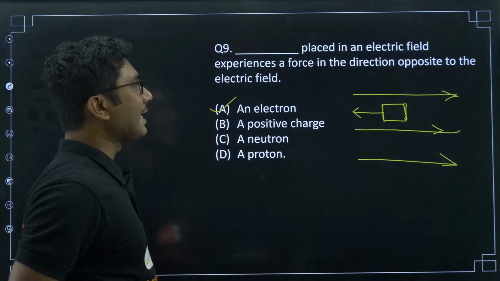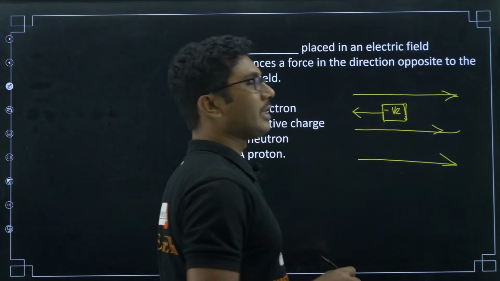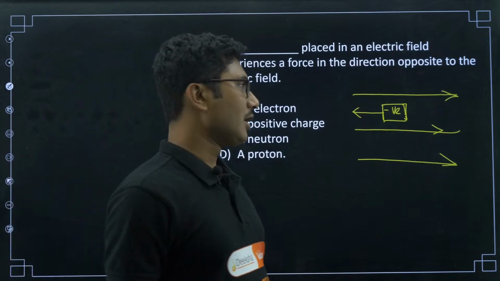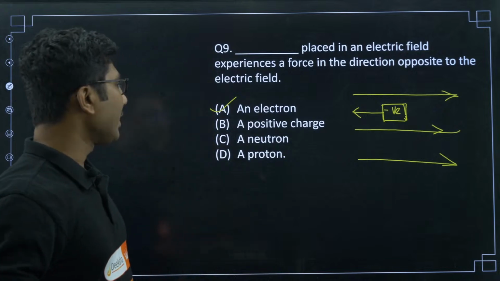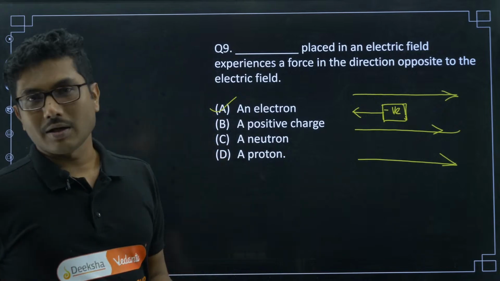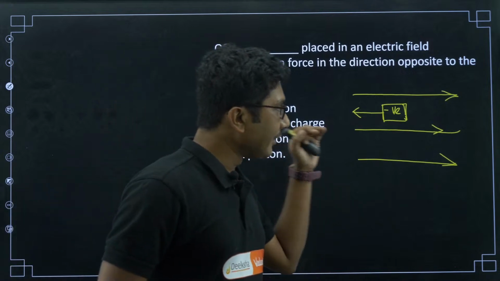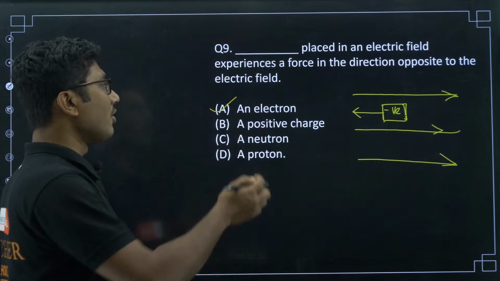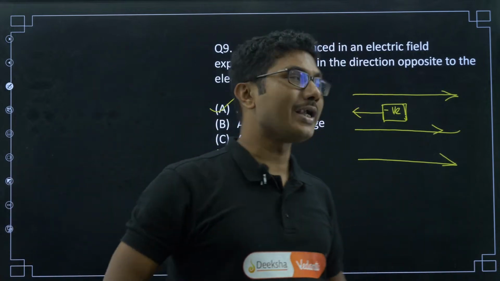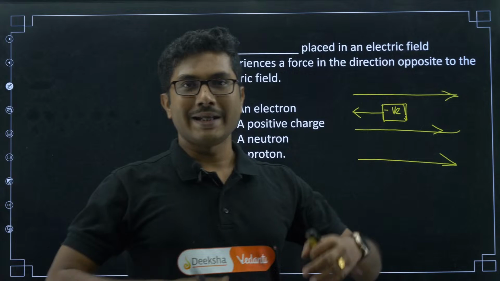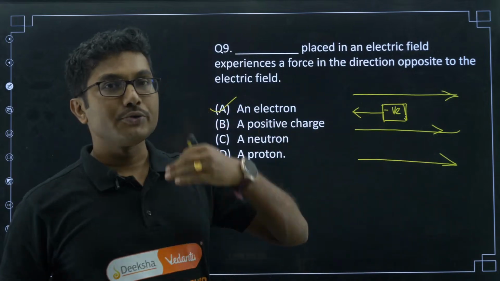So you have to remember that a negative charge moves in the opposite direction of the electric field. Positive charge always moves in the direction of the electric field. Neutron does not move because it is neutral. Proton is positive charge, so again it will move in the direction of the electric field. Only an electron, or in the exam suppose they change the option to a negative charge, negative charge will definitely move in the direction opposite to the electric field.